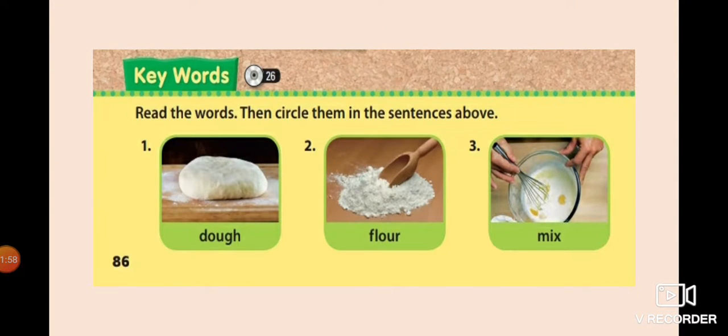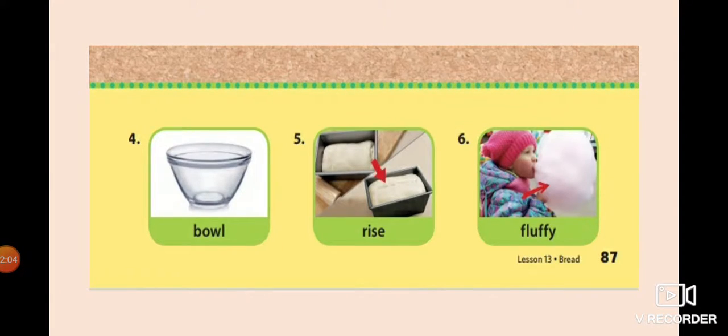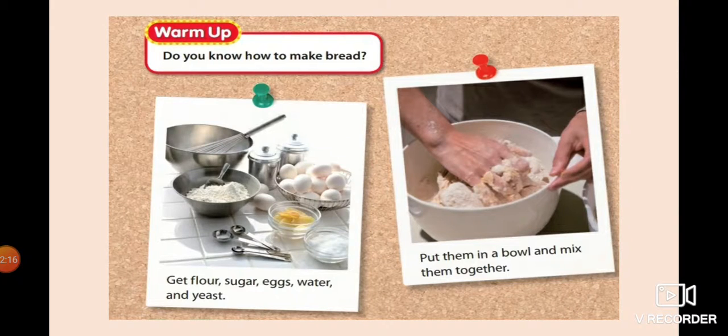Let's repeat. Number one, dough. Number two, flour. Number three, mix. Number four, bowl. Number five, rise. And number six, fluffy. Okay, excellent.